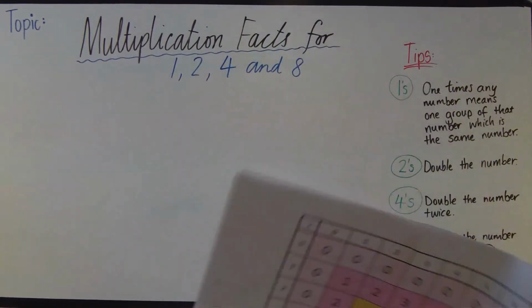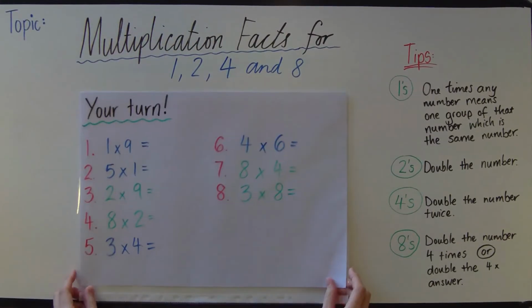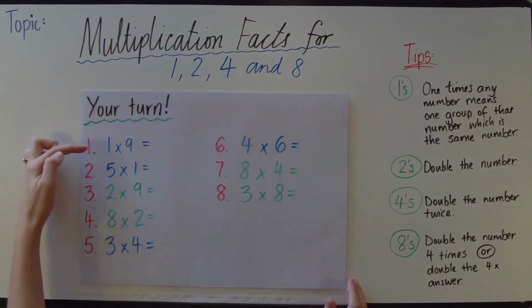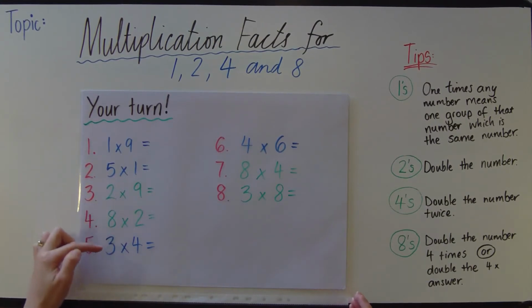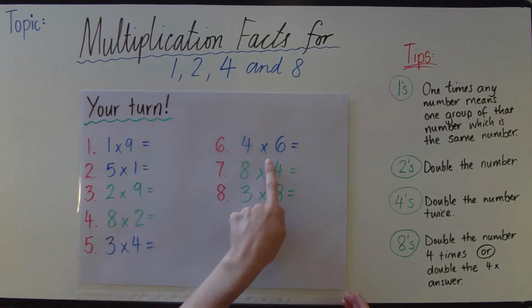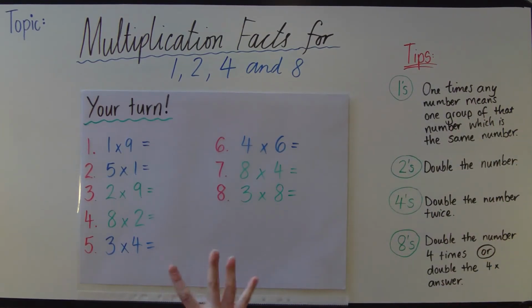So now I'm just going to get you to have a go on your own. We've got 1 times 9, 5 times 1, 2 times 9, 8 times 2, 3 times 4, 4 times 6, 8 times 4, and 3 times 8. So year 4s, just make sure that you rewind it if you need to check out that multiplication grid, or even use the tips down on the side here. Just make sure you pause the video now and have a go at these questions on your math sheet, please.